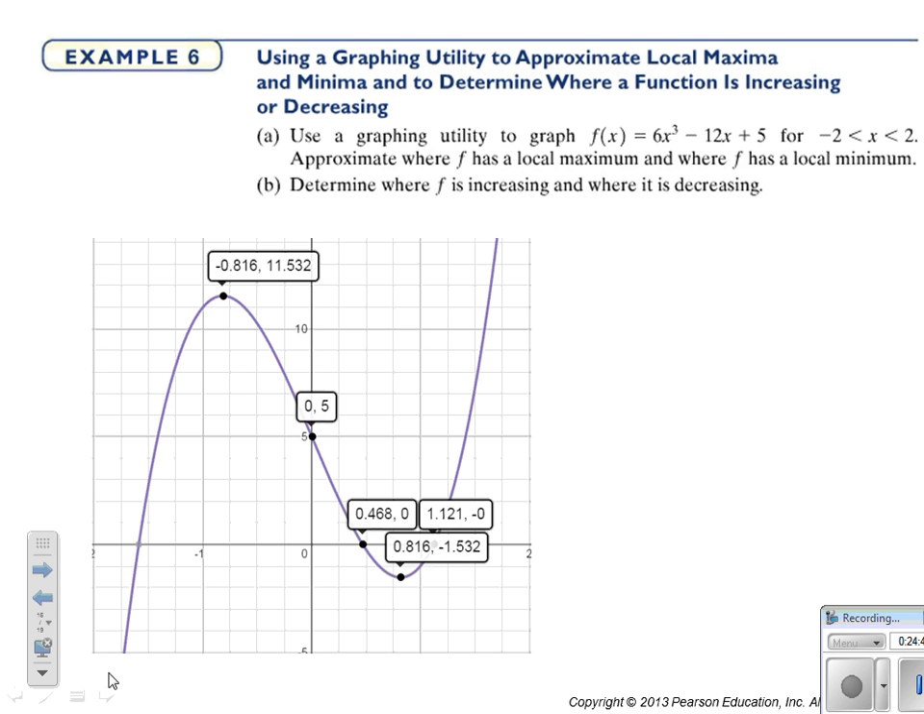And then if you look, increasing or decreasing, so from negative 2 all the way to here, negative 0.816, I am increasing. I'm also increasing from 0.816 to 2. And then I'm decreasing from negative 0.816 to positive 0.816.